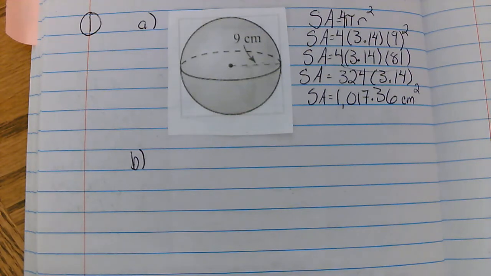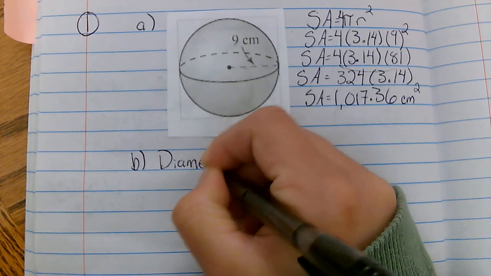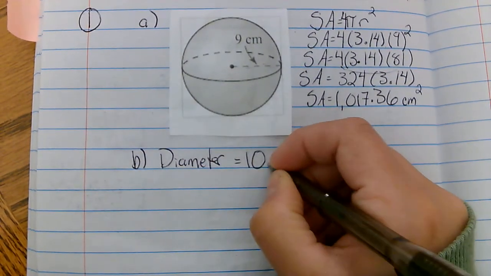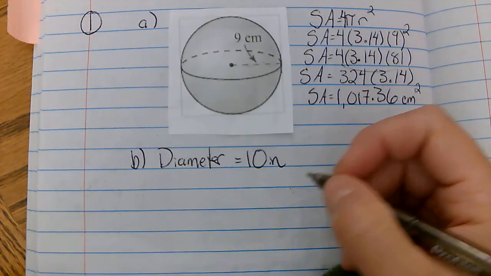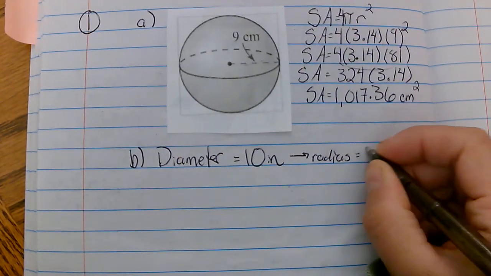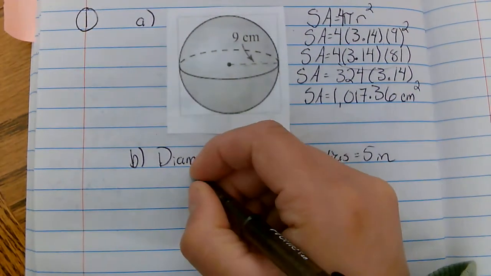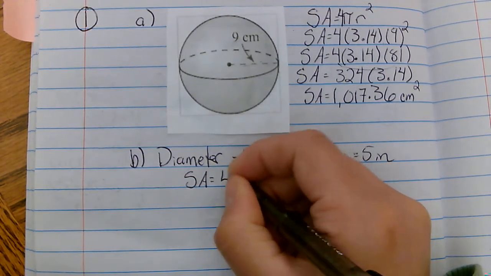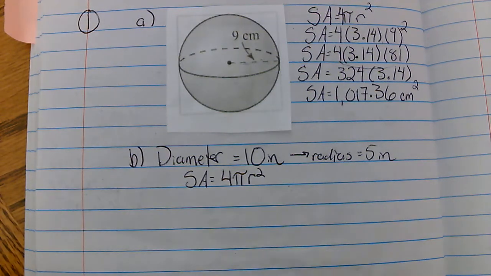So, for example, let's say I had a sphere and its diameter is 10 inches. All right. Well, if the diameter is 10 inches, that means the radius has to be 5 inches. Because the radius is always half the diameter, or you could say the diameter is always twice the radius. Both are correct. So I'm going to rewrite my formula. 4 pi r squared. Okay, and I'm going to plug in everything that I know.